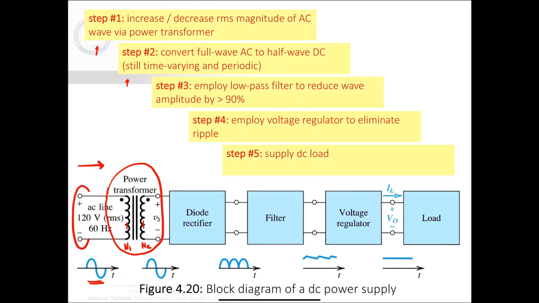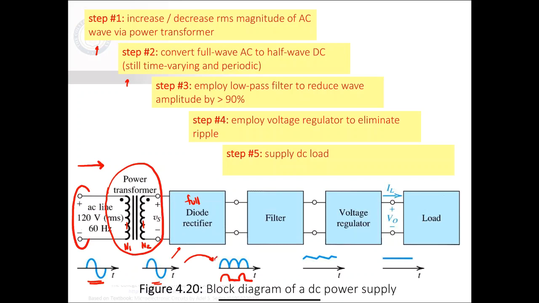So let's say we step down the voltage by a factor of 10. That would take the 120 volts down to 12 volts RMS. But it's still AC, as we can see right here. This little snippet corresponds to the block saying diode rectifier. A diode rectifier takes us from here to here. This is a full-wave diode rectifier as shown in this example. A half-wave rectifier would give us something that looks like that, where the negative half of the cycle would be simply zeroed out.